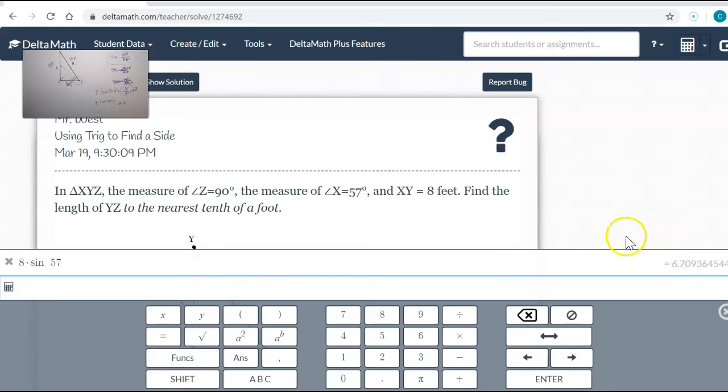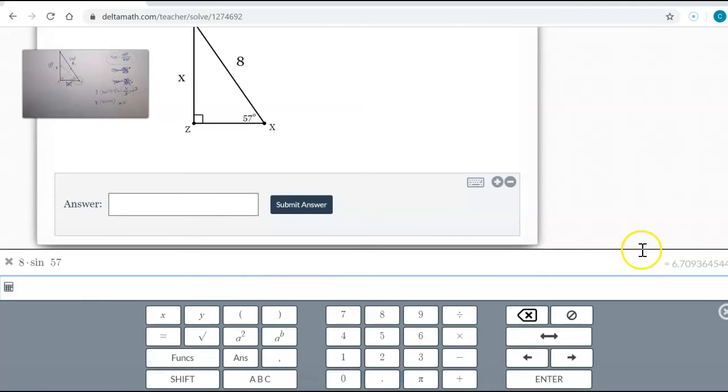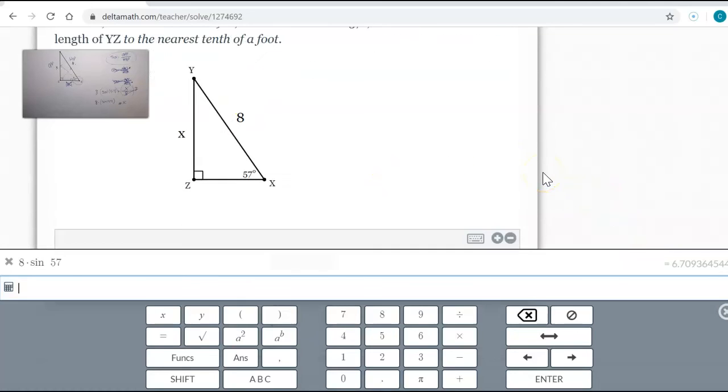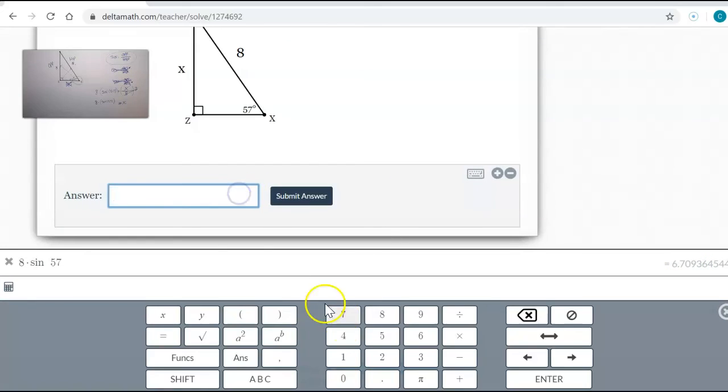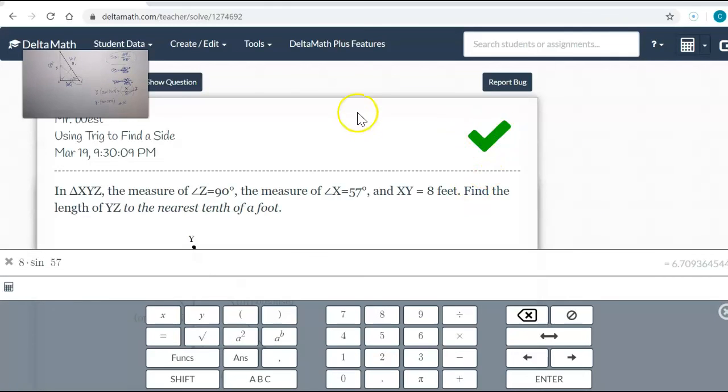But now, how do I put that in as an answer? I'm going to scroll down to my box, and it said to the nearest tenth of a foot. So you look at the number to the right of the tenths place, don't look at any of these other numbers, and it says 0. So it's going to be 6.7. 6.7, I click in here and I type 6.7, right? And then I just press submit answer. And look, are you sure? Well, yeah, I'm sure. Ding! I get the green check.